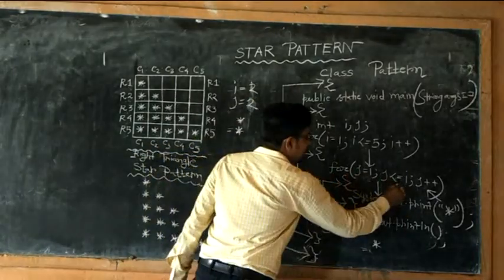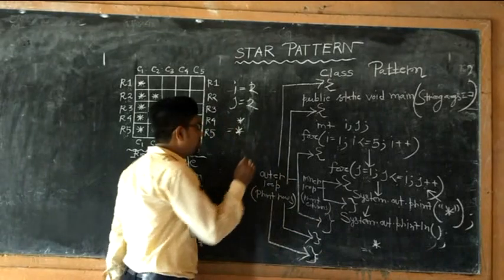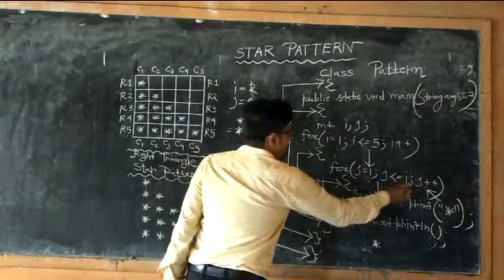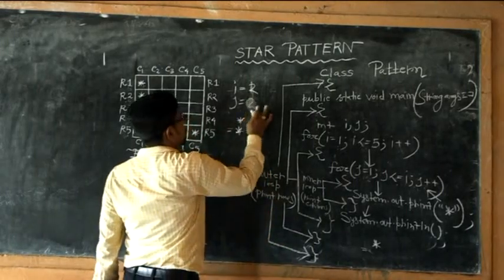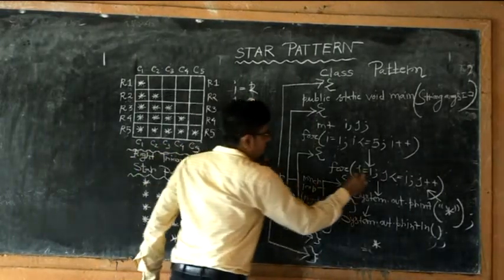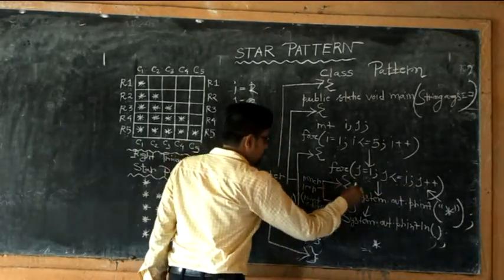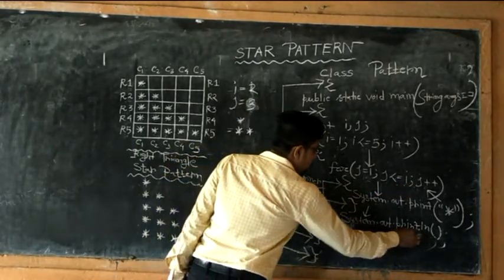So 2 less than or equal to 2, condition true, print 1 star. Start over here. Clear? Now j plus plus once again. Now j value is becoming 3. Now 3 less than or equal to 2? Condition false. It will go to this section, System.out.println.